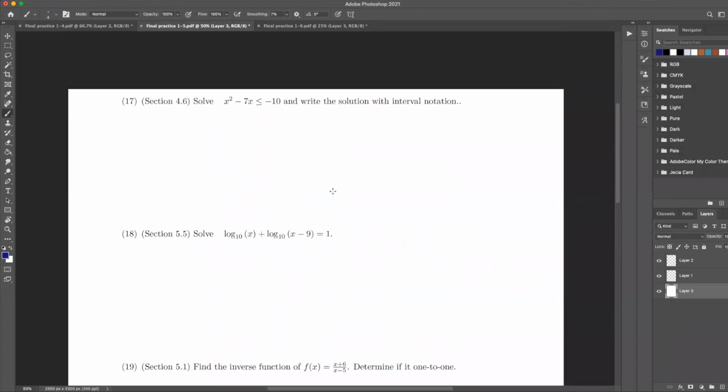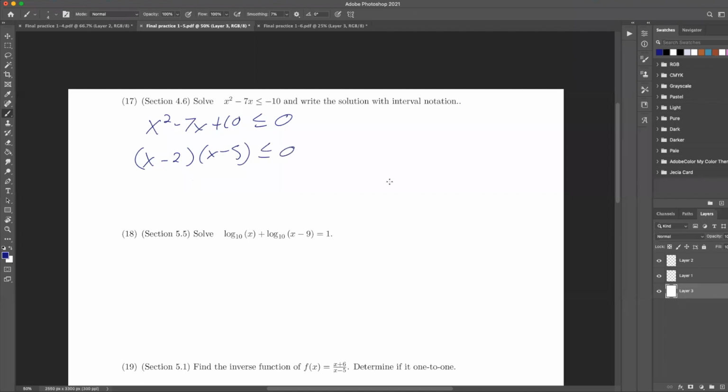All right, so here we're going to solve this inequality. And so this is 4.6. So if you want to open up the 4.6 notes, you're welcome to do it. So what we're going to do here is we get everything to one side. And then we're going to factor this. So this will factor into x minus 2, x minus 5 is less than or equal to 0.